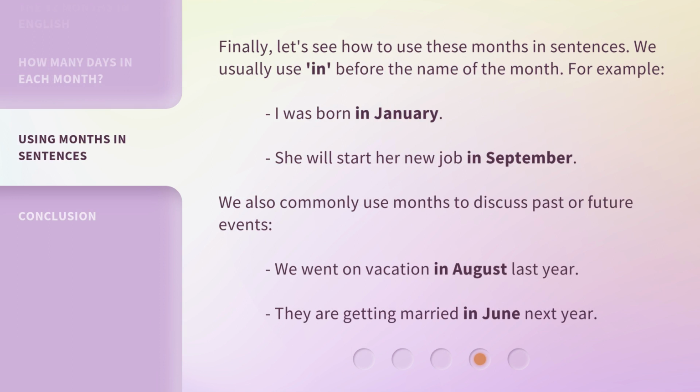Finally, let's see how to use these months in sentences. We usually use "in" before the name of the month. For example, I was born in January. She will start her new job in September. We also commonly use months to discuss past or future events. We went on vacation in August last year. They are getting married in June next year.